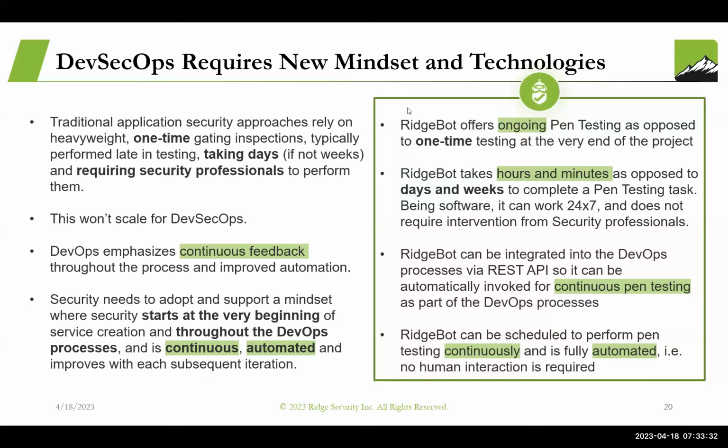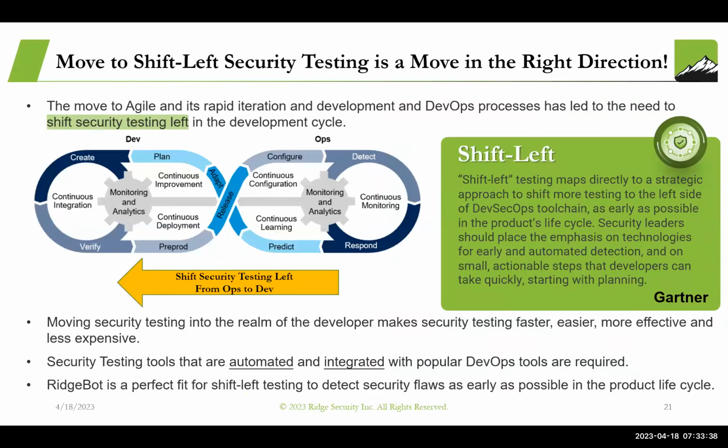All right, we finished this slide earlier, so let's move on. Let's talk about shift left, the move to shift left security. When we were going over the DevOps continuous cycle, I mentioned the 2 monitoring and analytics loops. One was on the left side, which was the dev cycle. The other one was on the right side, which is the ops cycle.